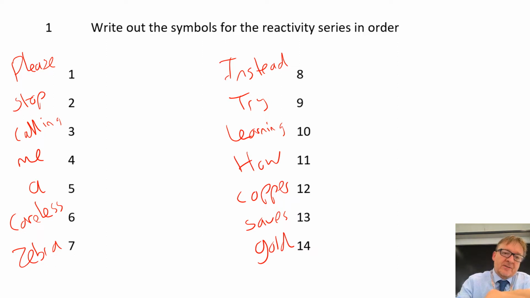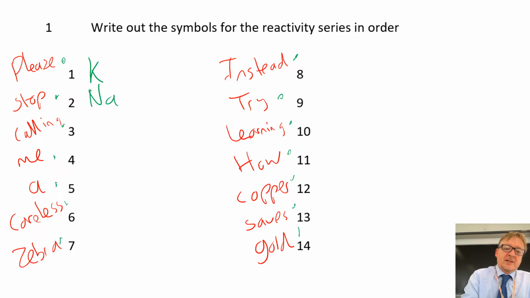So what I've got here is: please stop calling me a careless zebra. Instead, try learning how copper saves gold. All right, so please is potassium. S is sodium, which is Na. C, calcium. Me, magnesium. A, aluminium.